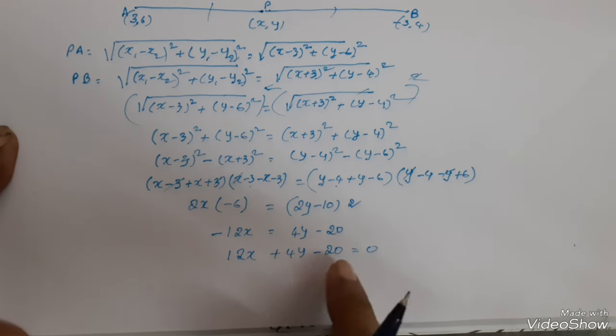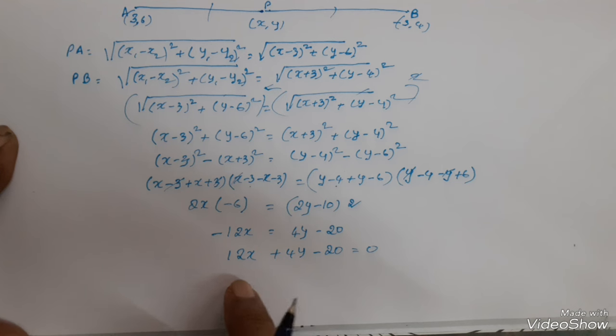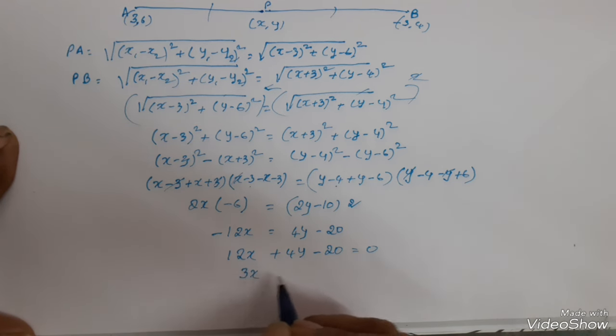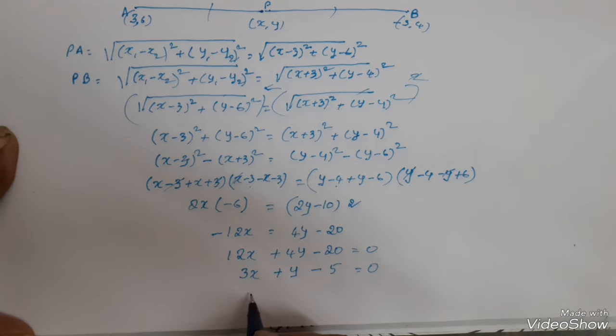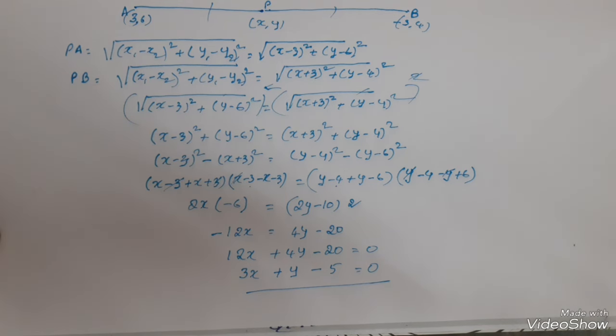So in all the terms 4 is common. So you divide the terms by 4. Then we get 3x plus y minus 5 equals 0. So 3x plus y minus 5 equals 0. This is the relation between x and y.